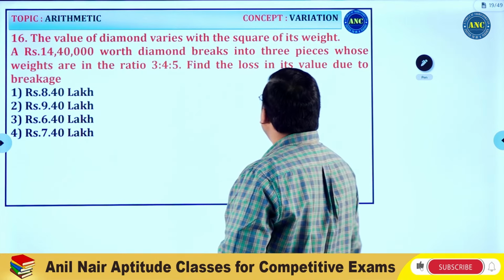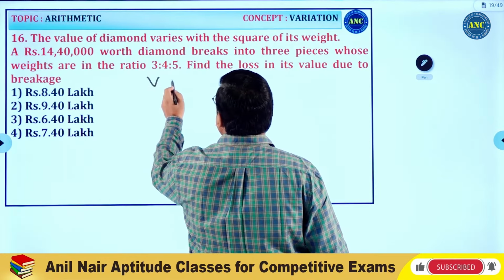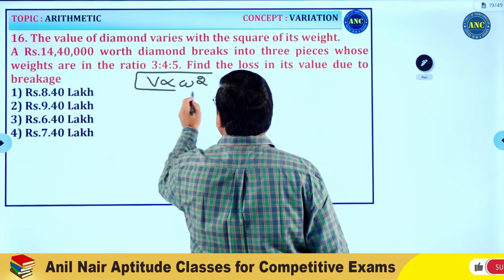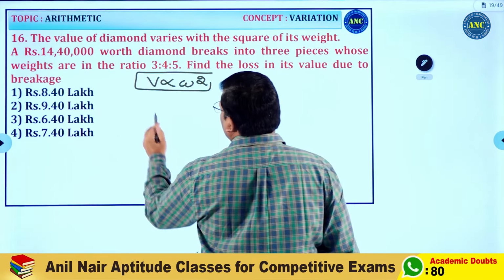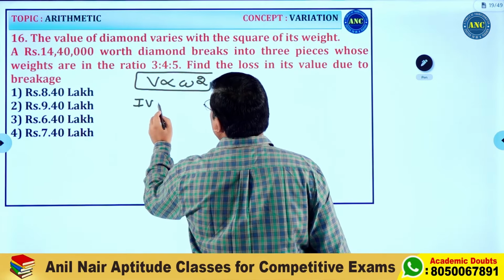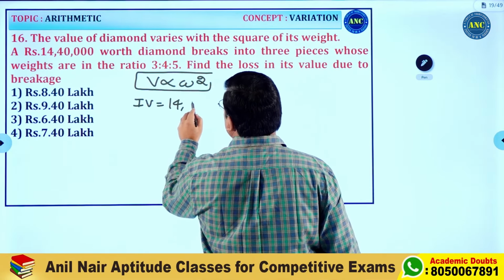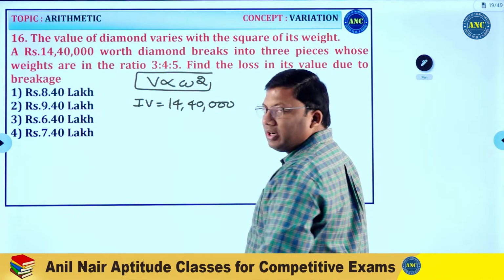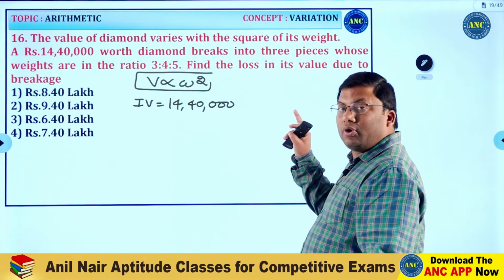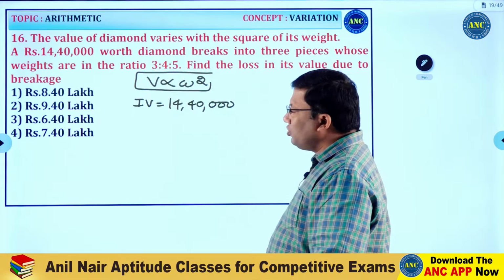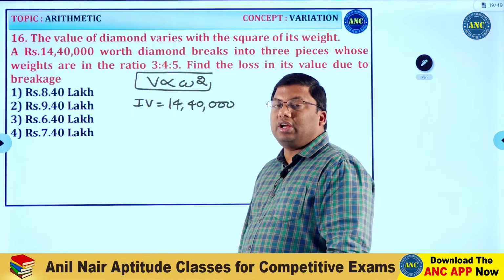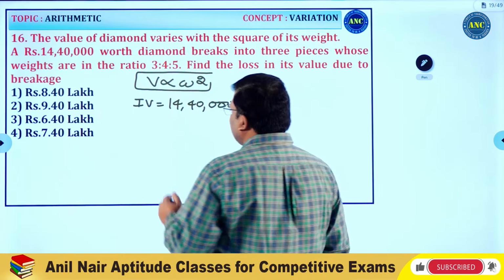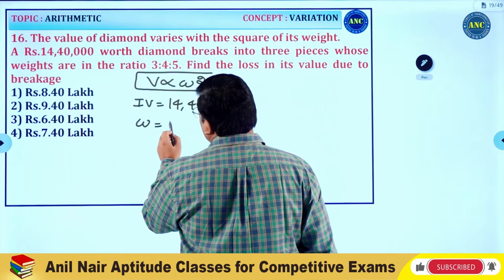The value of the diamond is proportional to the square of its weight. Initial value is 14,40,000. It has been broken into 3 pieces whose weights are in the ratio 3:4:5. 3 plus 4 is 7, 7 plus 5 is 12. Initial weight is 12.